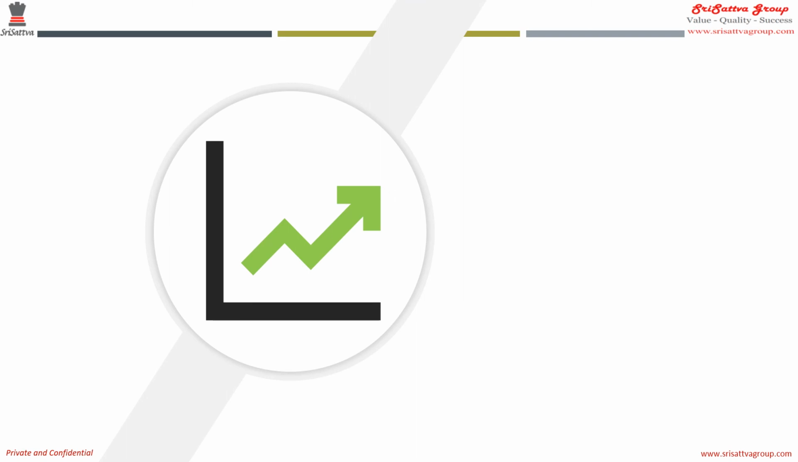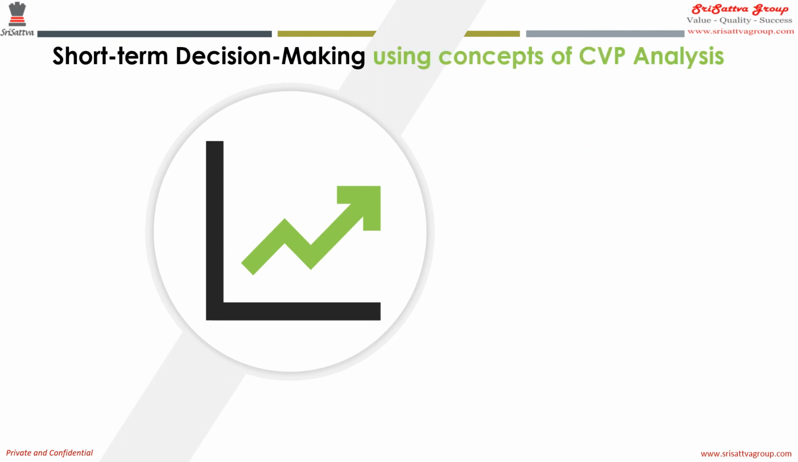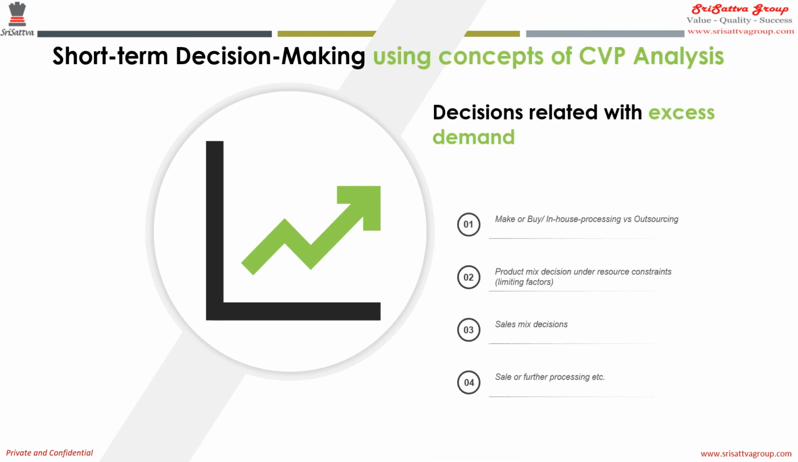Short-term decision-making using concepts of CVP analysis. Decisions related with excess demand, such as a. Make or buy: in-house processing versus outsourcing. b. Product mix decision under resource constraints, limiting factors. c. Sales mix decisions. d. Sale or further processing, etc.